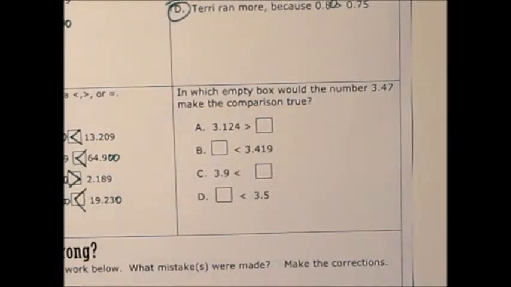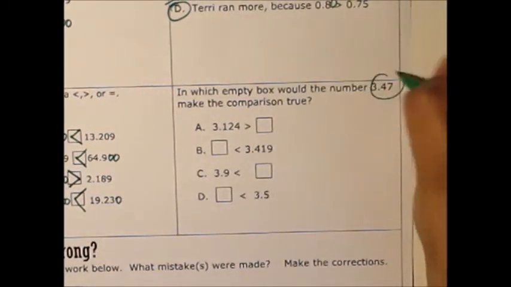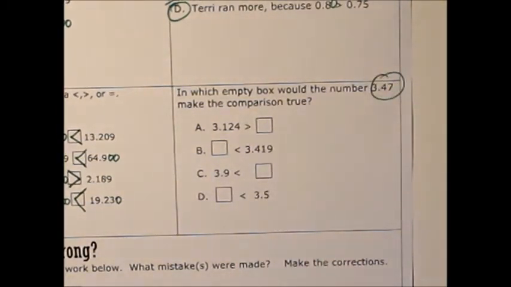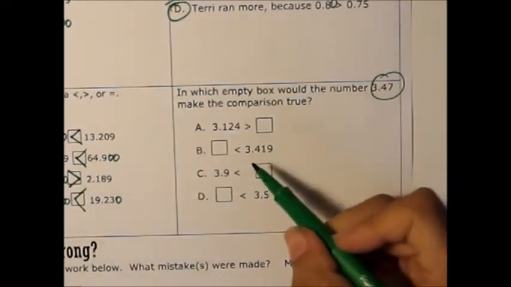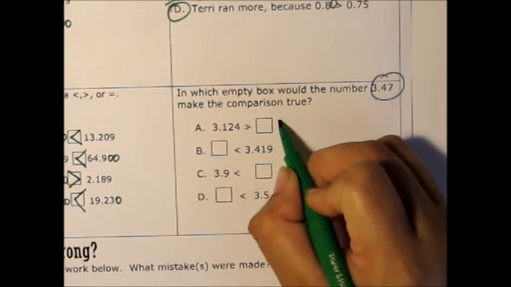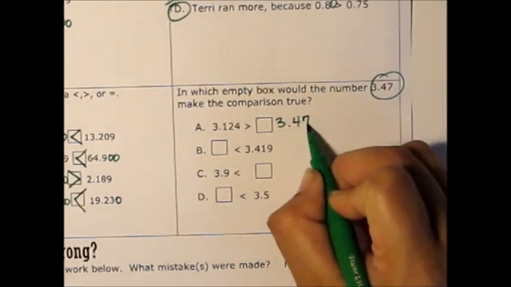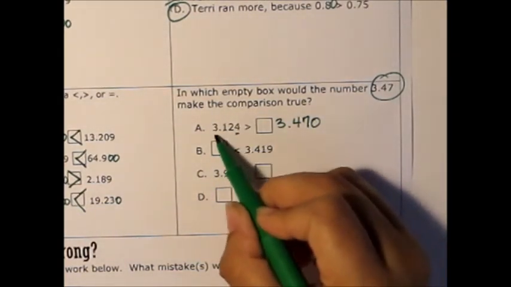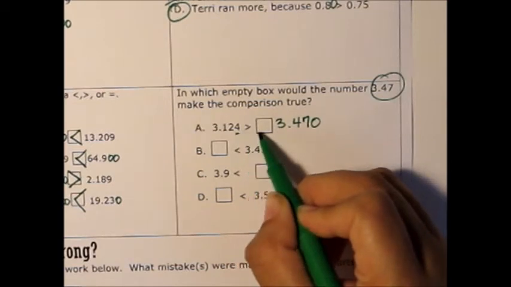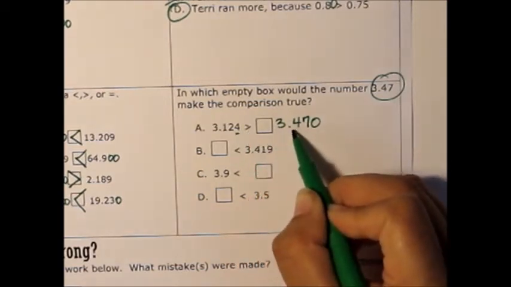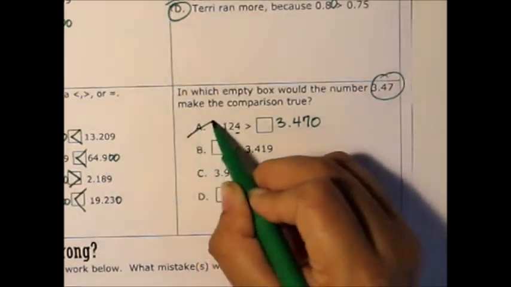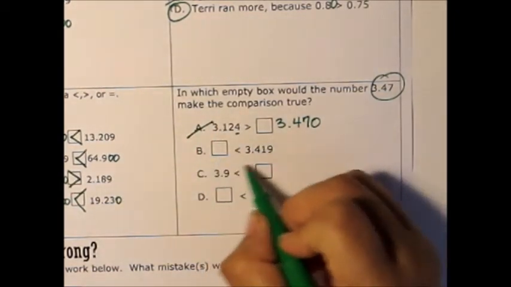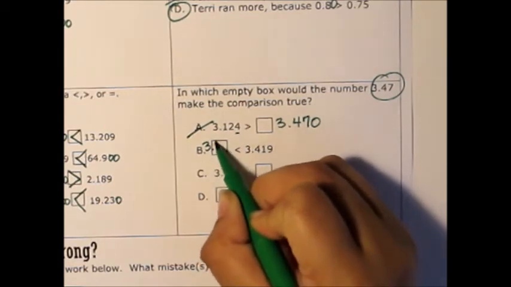Here we go. In which empty box would the number 3 and 47 hundredths make the comparison true? Just like we've been doing, you're going to make sure that you add your imaginary zeros so your place values are equal on either side. Okay, so I'll just add it to the side over here of the box. 3 and 47 hundredths, but I see this one goes to the thousandths, so there I go. Right, so 3 and 124 thousandths is greater than 3 and 470 thousandths. That's a wrong statement.